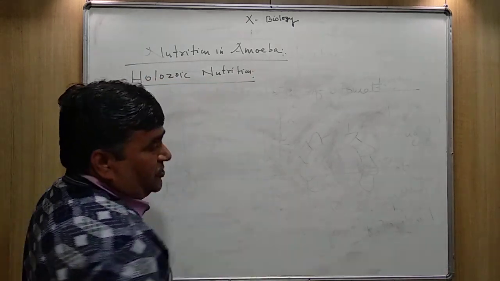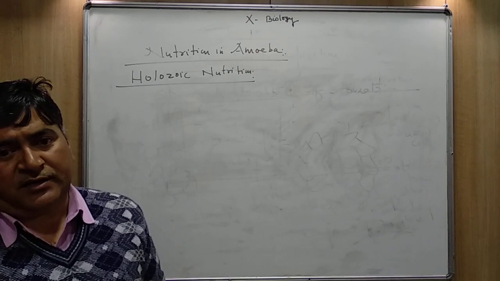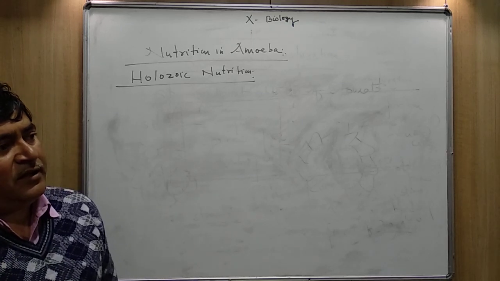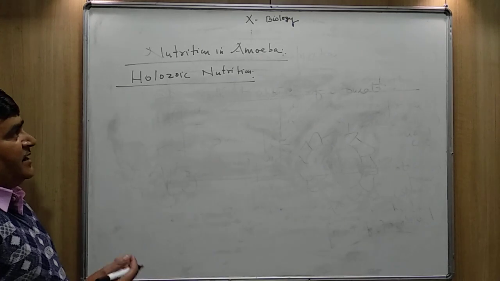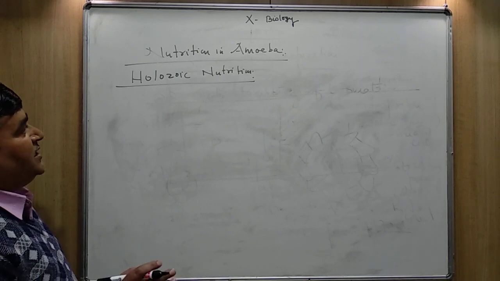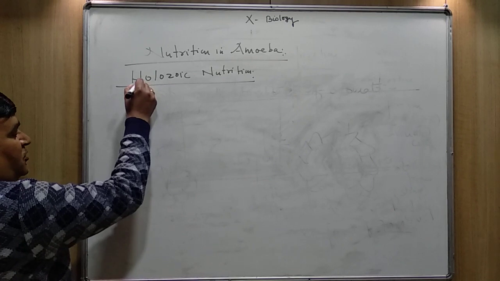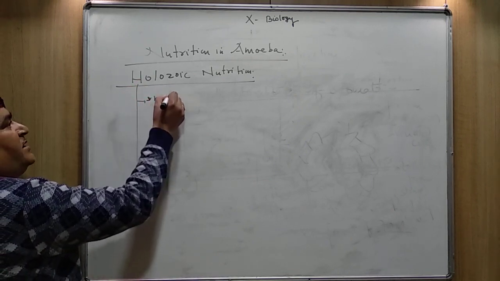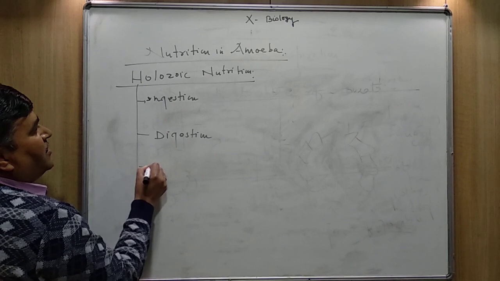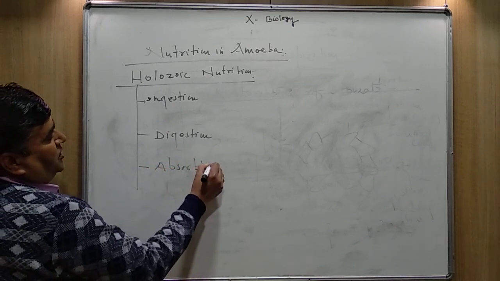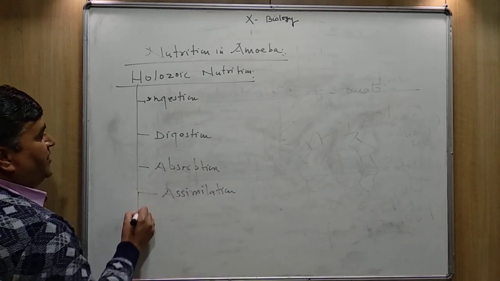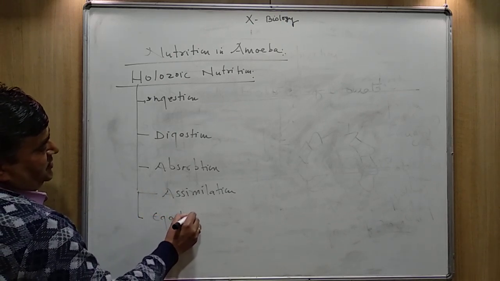In holozoic mode of nutrition, as you know, animals, including human beings and amoeba, take solid food from outside. This is called ingestion. Then digestion takes place. Then the digested food gets absorbed. Then it gets assimilated, and then undigested food materials are removed, and that is called egestion. So all these headings you have to make as points: ingestion, digestion, absorption, assimilation, and the last one, egestion.